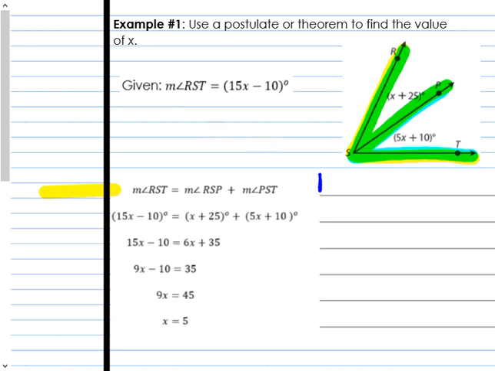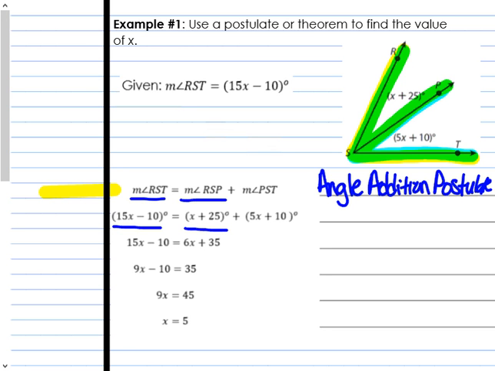It's true because of the angle addition postulate, which is something that we learned quite a few lessons ago. If I add two angles together, they make a whole angle. And then, instead of the measure of angle RST, they have in 15x minus 10. Instead of the measure of angle RSP, they put in x plus 25. And instead of the measure of angle PST, they put in 5x plus 10.